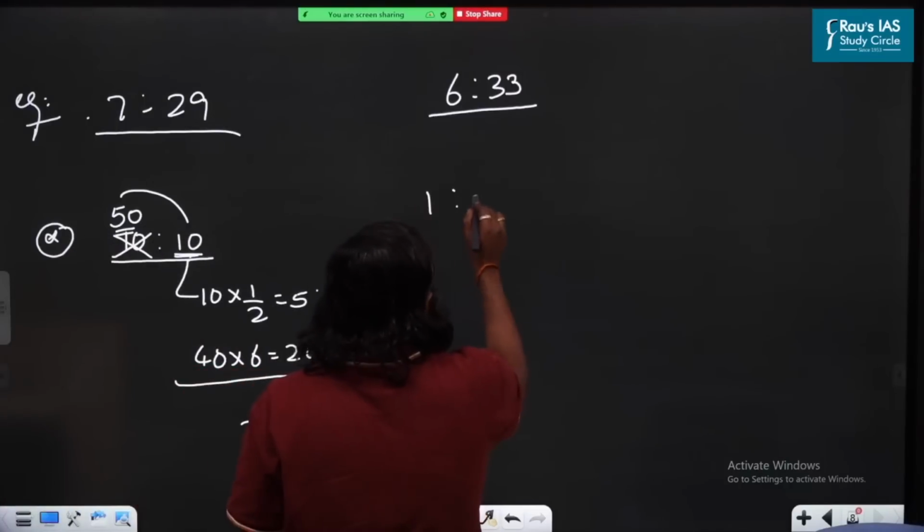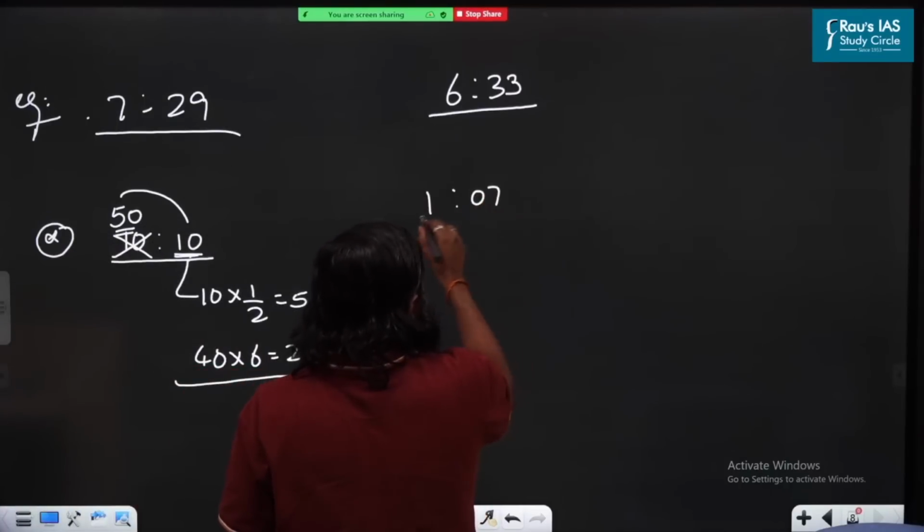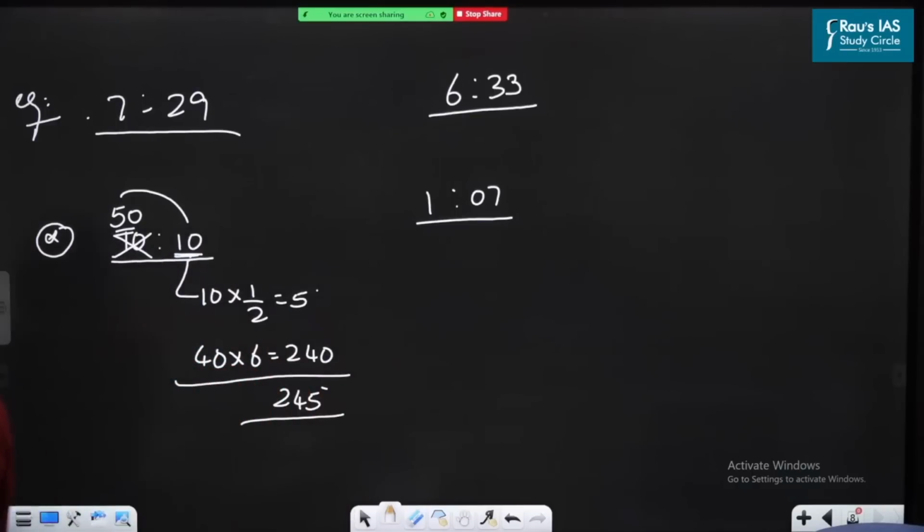Find the angle between the minute hand and hour hand at 1:07. Plus, are you getting it, boss? If anybody is not getting it, please ask me. Don't hesitate to ask. The purpose of teaching is defeated otherwise.